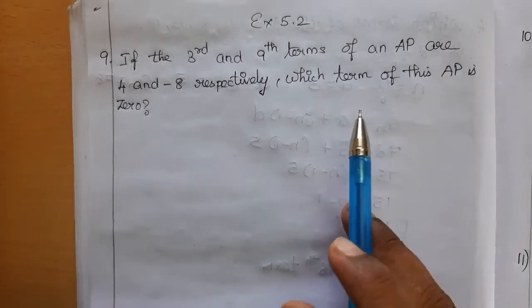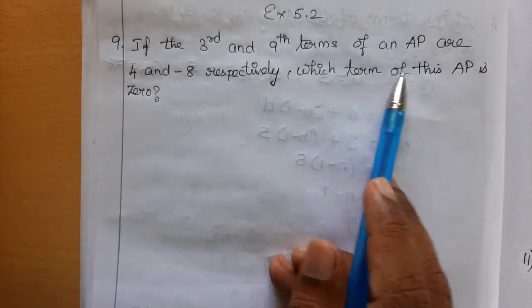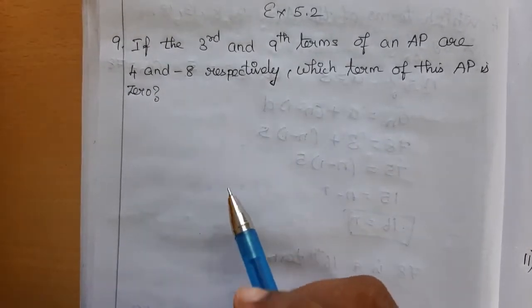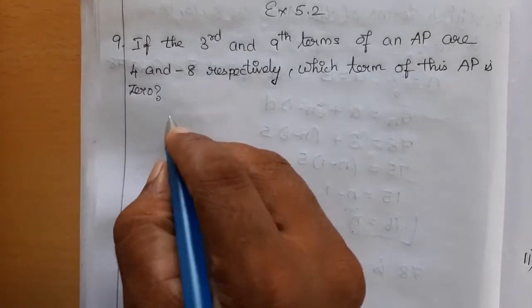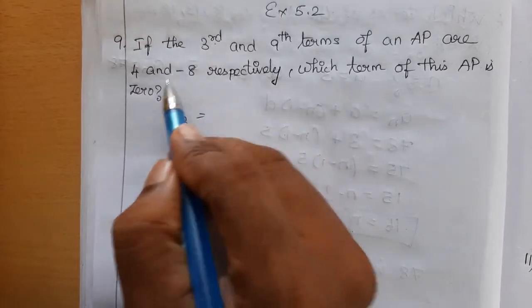Hi students, so here we go for the problem. If the third and ninth term of an AP are 4 and minus 8 respectively, which term of the AP is 0? So it is given, first you write the given. So third term, A3, is 4.